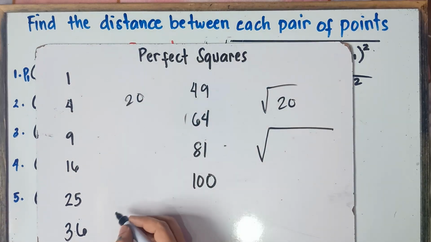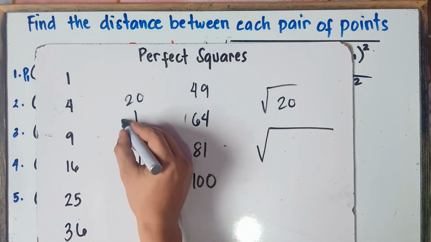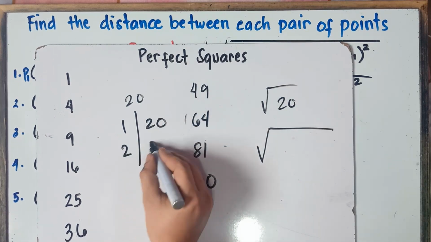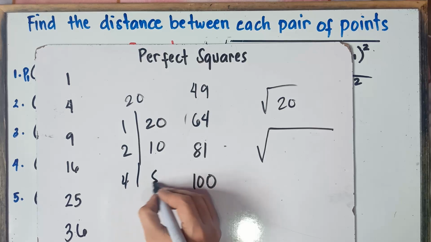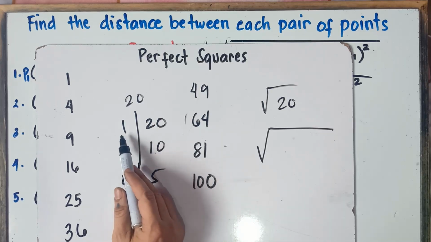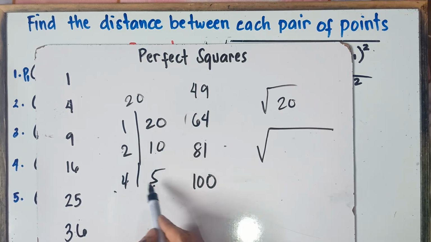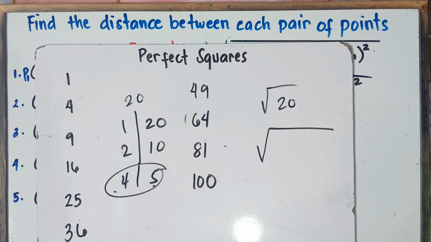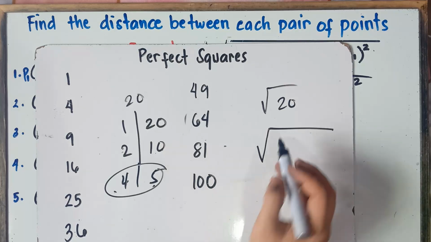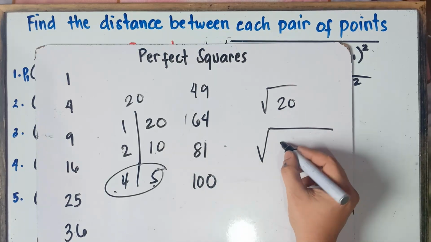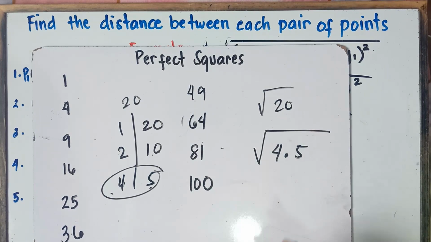The factors of 20 are 1 times 20, 2 times 10, 4 times 5. If you multiply these, 1 times 20 is 20, 2 times 10 is 20, and 4 times 5. Now, 4 times 5, when you multiply 4 and 5, can you get 20? Yes, you can get 20. Therefore, we can simplify the square root of 20 as the square root of 4 times 5.